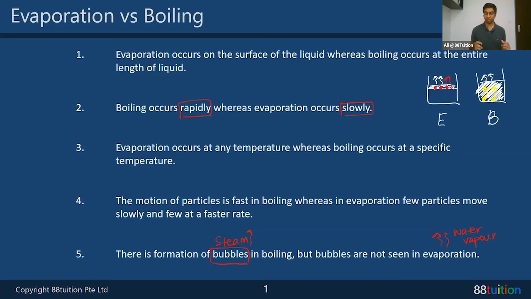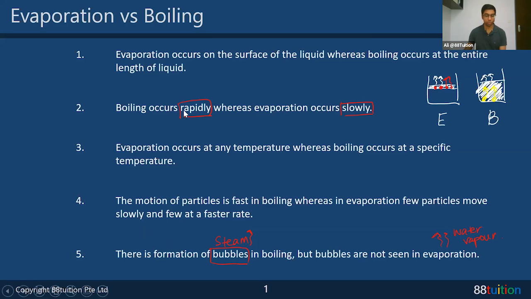Okay, so we covered the first point, which is to look at the diagram here. Can you see the diagram on the right where I wrote E and B? Evaporation occurs only on the surface, versus boiling, which occurs throughout the liquid. So you have the yellow particles from boiling that can come all the way out of the liquid. But for evaporation, you only have it on the surface.